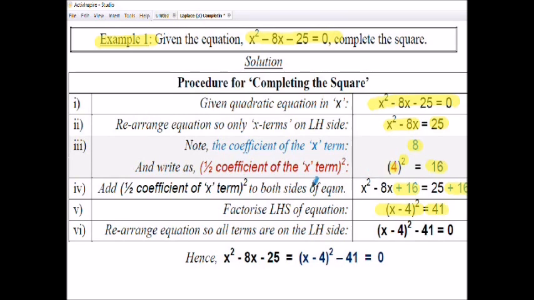Finally, I just bring the 41 from the right hand side to the left hand side by taking 41 from both sides of the equation. So I've managed to take the x squared minus 8x minus 25 original expression, and using completing the square method, I've put it into the (x minus 4) all squared minus 41 expression.